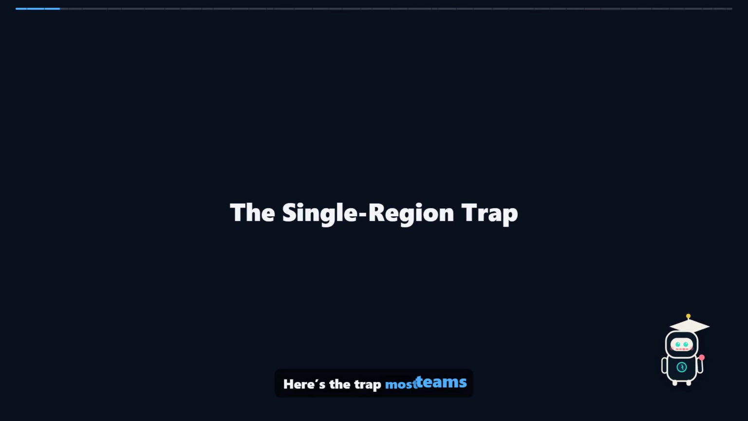Here's the trap most teams fall into. You put an application gateway in one region, say US East, and every user on the planet hits that single point. A user in Tokyo faces high latency because traffic crosses the ocean, and if that region goes down, your app vanishes. Helpdesk can't fix that. Only an architect who pulls in global load balancing can. That's why cloud architects are in high demand right now.